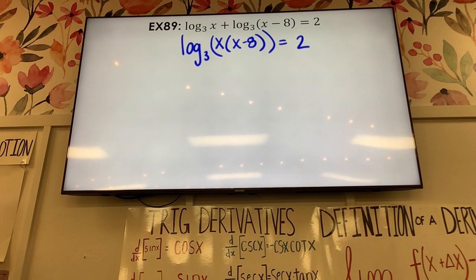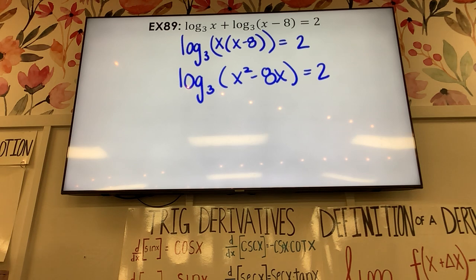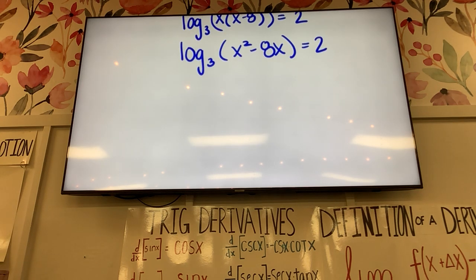So then, because you squish together the x and the x minus 8, and we're going to multiply those, you can rewrite that as x squared minus 8x. And so now once you're to this step and you can't really do anything else because the x's are in the log and there's not a log on either side, this is when you're going to put it in the other form, and we're going to write it in exponential form. So what is my base? 3. What is the exponent going to be? 2, because you're going to go all the way to the other side, equals x squared minus 8x.